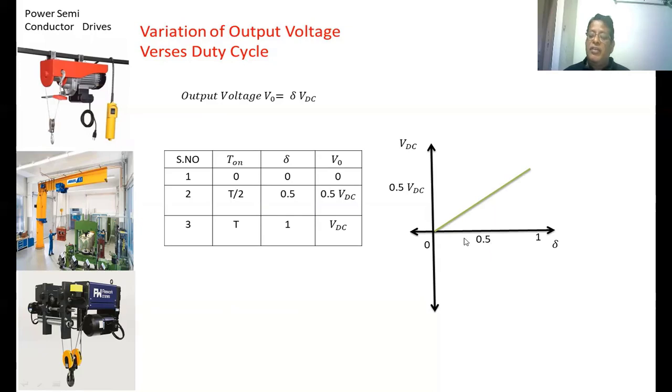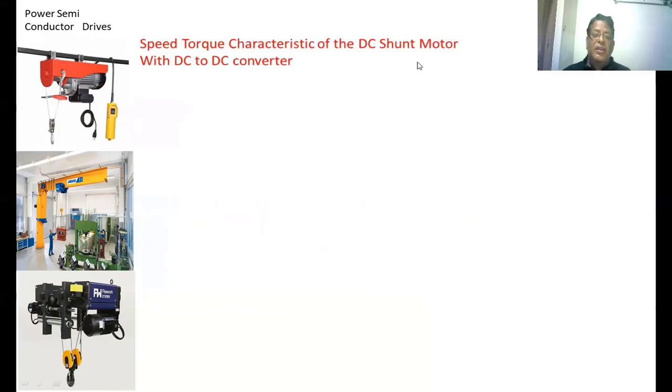From this graph, we can say very easily that by varying the duty cycle, you can get different DC voltages which are less than the input voltage. If you use this converter between the DC motor and the DC supply, how the characteristics of a DC motor will change, that we are going to see. Speed torque characteristics of a DC motor with a DC to DC converter.